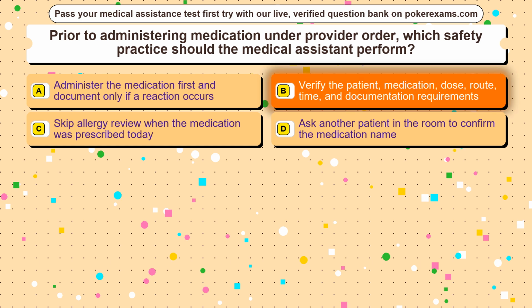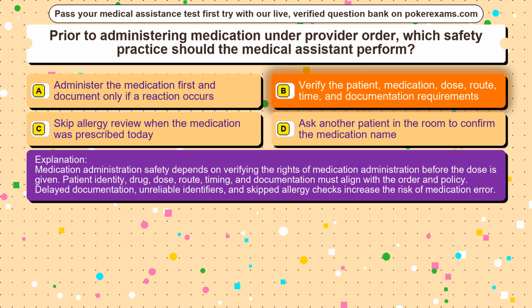The correct answer is option B. Verify the patient, medication, dose, route, time, and documentation requirements. Medication administration safety depends on verifying the rights of medication administration before the dose is given. Patient identity, drug, dose, route, timing, and documentation must align with the order and policy. Delayed documentation, unreliable identifiers, and skipped allergy checks increase the risk of medication error.